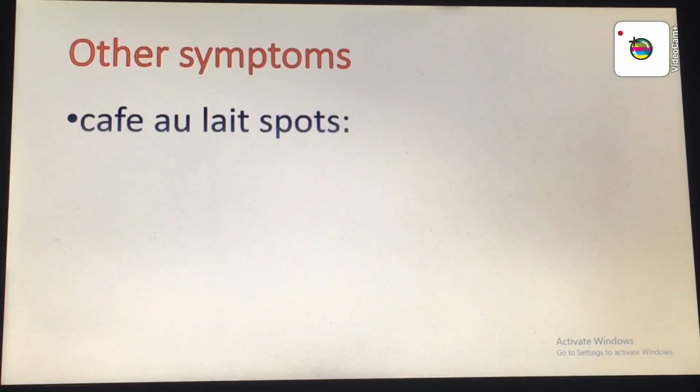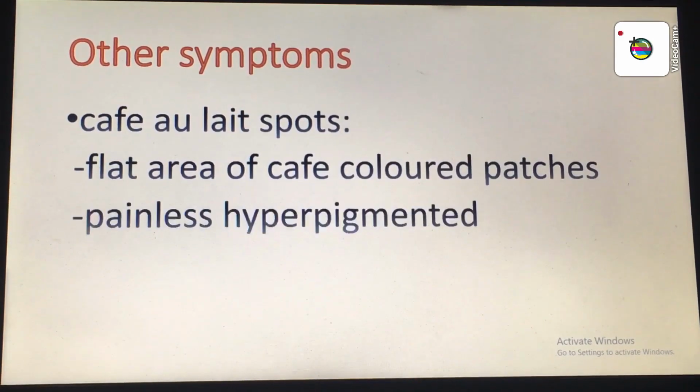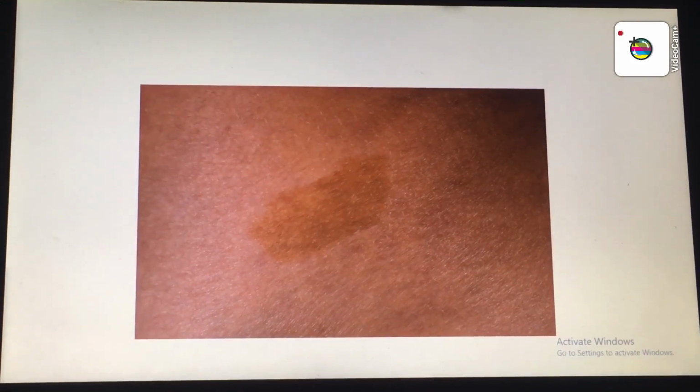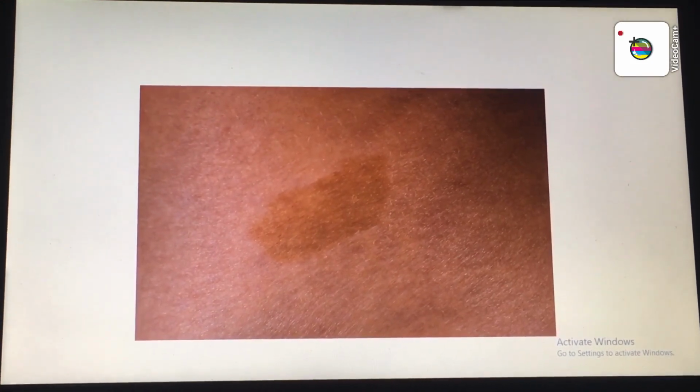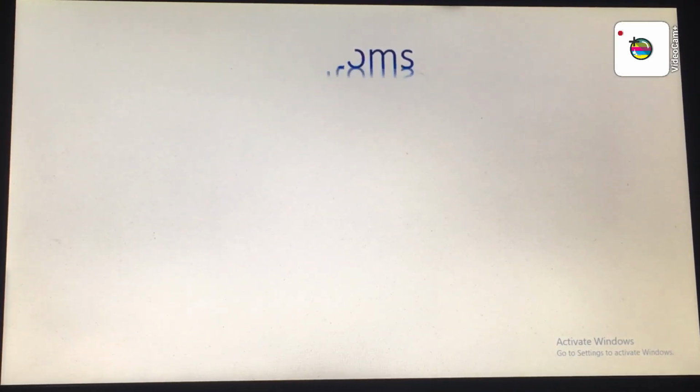Other symptoms are called café au lait spots. These spots are light to dark brown. They are painless, hyperpigmented, flat patches. Its color is café. Here it is in the picture. Café au lait spots may be found in this tumor as a clinical sign.